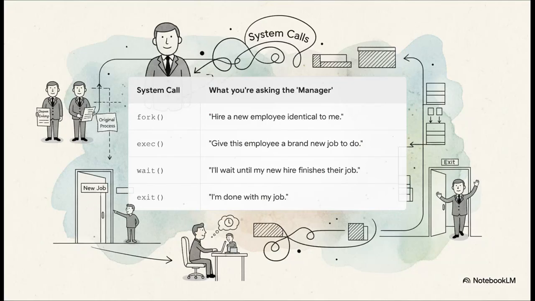So how does one process create another? Well, it has to use these formal requests we call system calls. For example, fork is basically like asking the manager, hey, hire a clone of me to help out with this job. Exec is telling the manager, okay, now give that new hire a completely different job to do. Wait tells the manager you're just going to chill until your new hire is done.